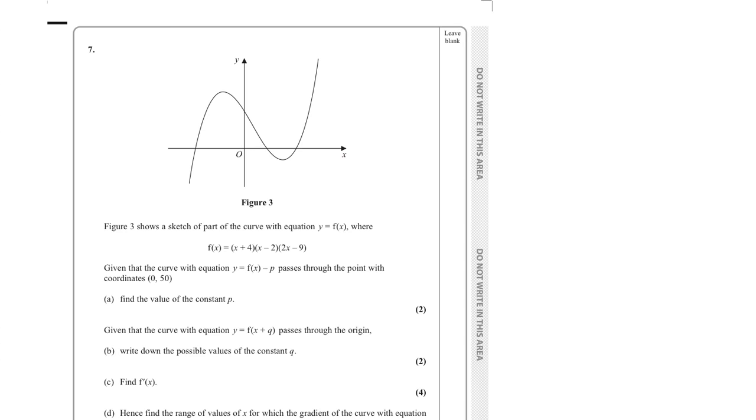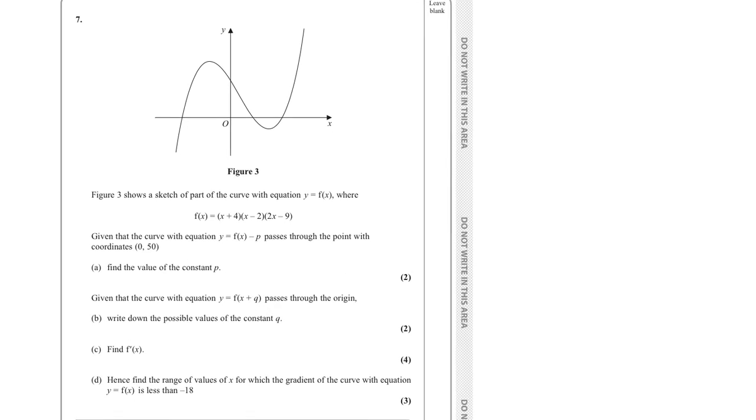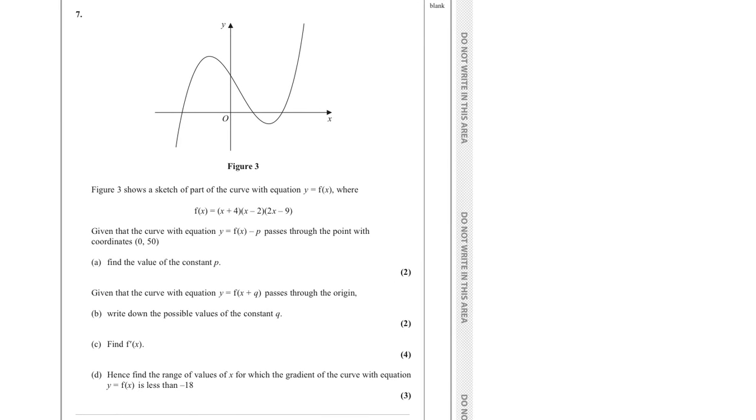Okay? Okay, question 7. Figure 3 shows a sketch of part of the curve with the equation y equals f of x. Now, I know we should probably read the whole question first, but let's just sort some stuff out. X equals minus 4 is the solution. So I know this is minus 4, 0, right? Because it's when this equals 0. X equals 2. And 2x minus 9, what do I know that is? 9 over 2, 0, which is like 4.5, right?